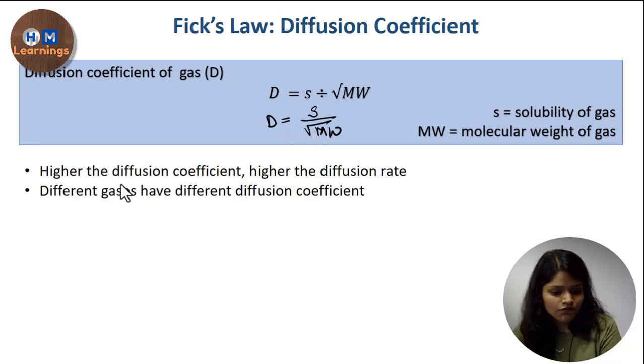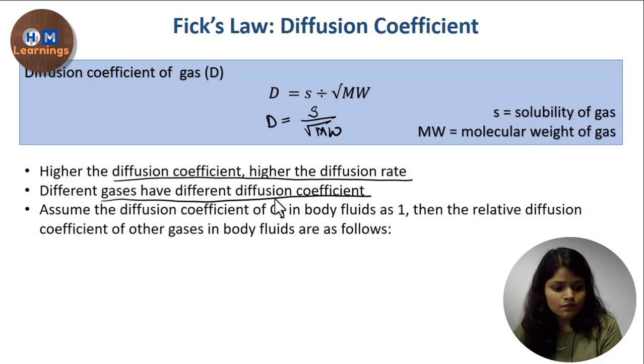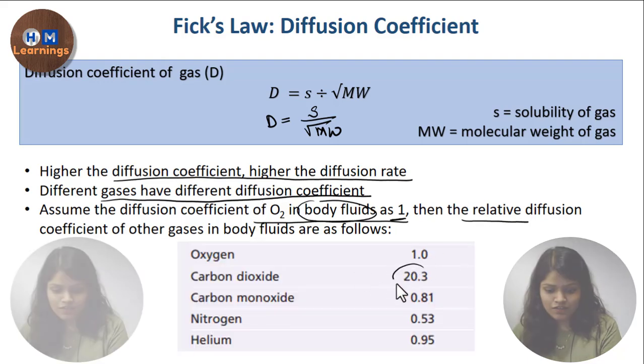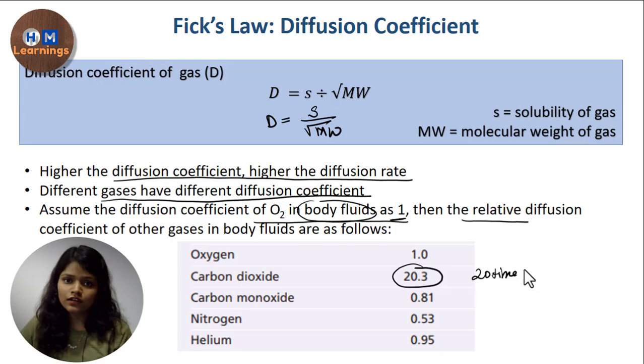Okay, so the higher the diffusion coefficient, the higher the diffusion rate, and different gases are going to have different diffusion coefficients. Suppose you assume that how much oxygen is diffusible in the body fluids is 1. Then, compared to oxygen, what is the diffusion coefficient of other gases? For carbon dioxide it is 20.3. So that means carbon dioxide is 20 times more easily diffusible than oxygen.